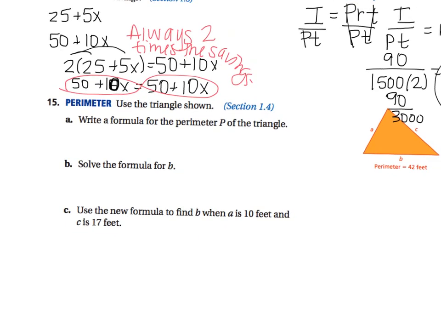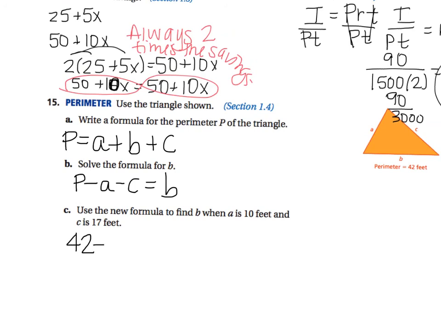On number 15, we have to use the formula perimeter equals A plus B plus C. If we want to solve for B, we have to take away A and C from P. And now we want to solve for when we know the perimeter, it tells us in the picture, it's 42, minus A, which is 10, and minus C, which is 17. So we're doing 42 minus 10, which is 32, minus 17, which gives us 15. So B is 15 feet.